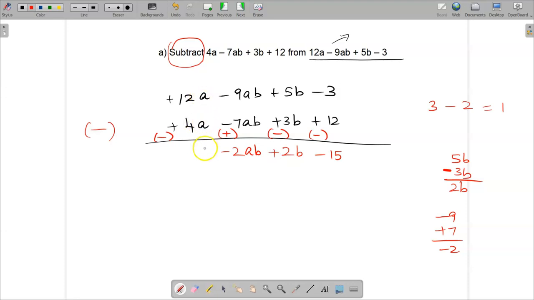Coming to here, the variable is a. In the first expression it is 12, in the second expression it becomes minus 4. So 12 minus 4 is 8. So this is the final answer: 8a minus 2ab plus 2b minus 15.